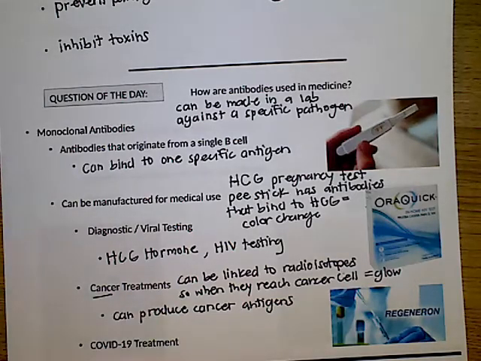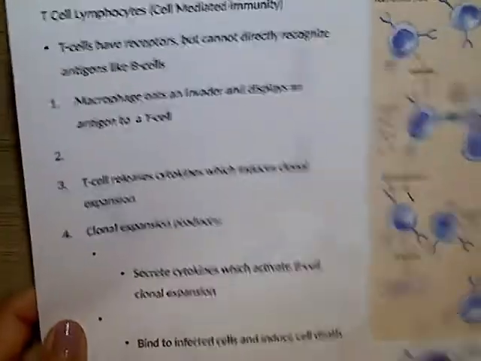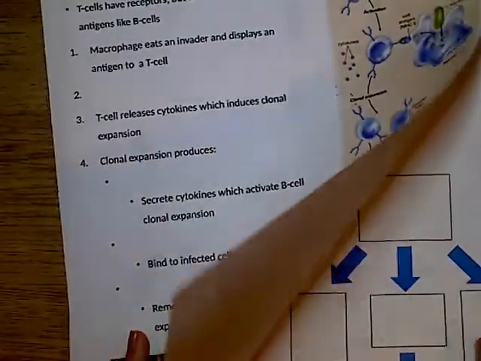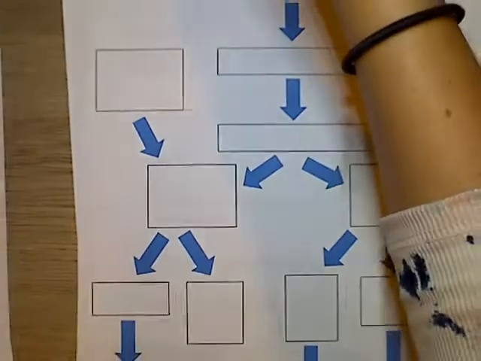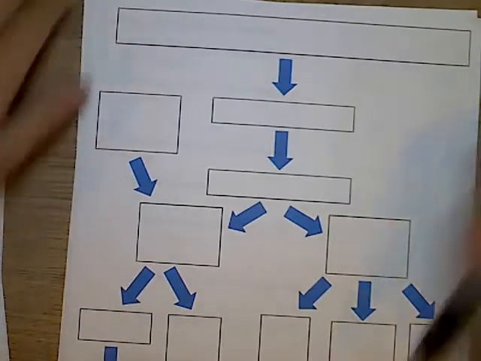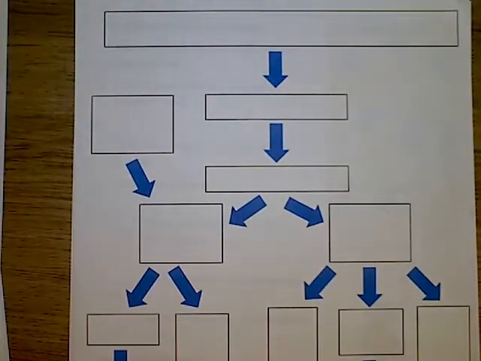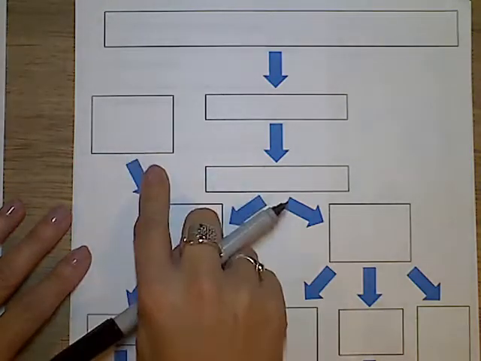All right, before we move to T lymphocytes, which is going to be next, let's look at this flow chart. And it looks pretty wild. Don't let it freak you out. It's fine. But we already talked about B cells, so we're going to go ahead and fill in the B cell portion of this because it's combining B cell and T cell responses. So the B cell starts right here.